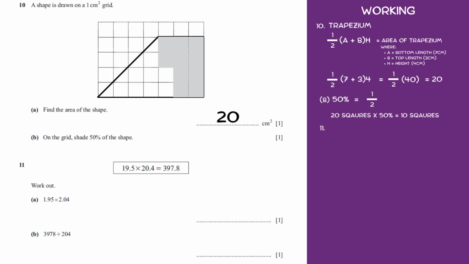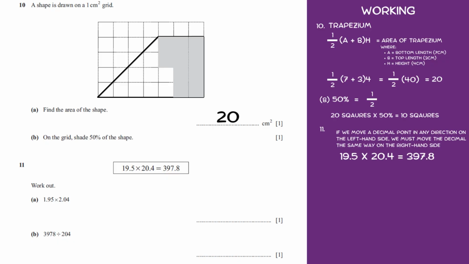For question 11, we are given a true formula and are asked to solve the following questions. There are many ways to complete this type of question, but I will use the simplest way. For starters, it is important to understand that when we move a decimal point in any direction on the left-hand side, we must do the exact same thing on the right-hand side.